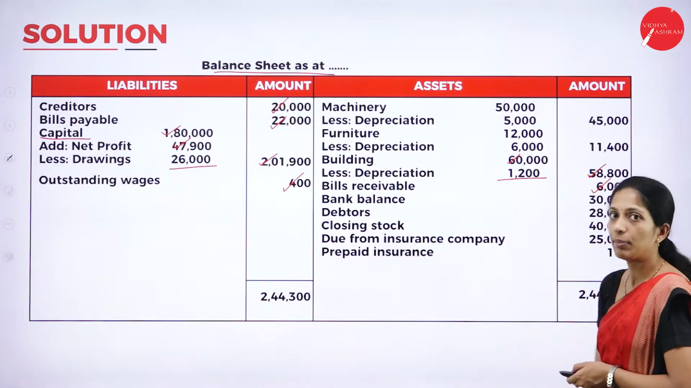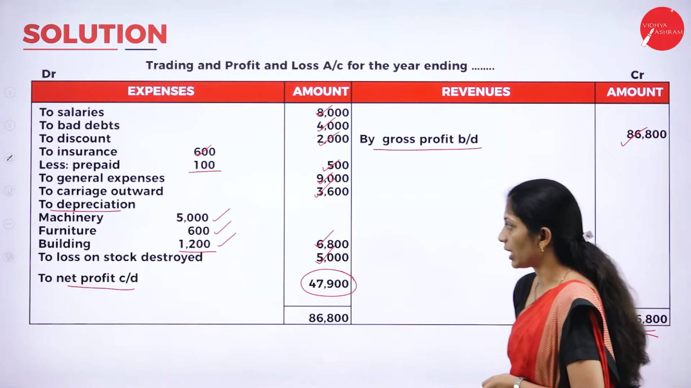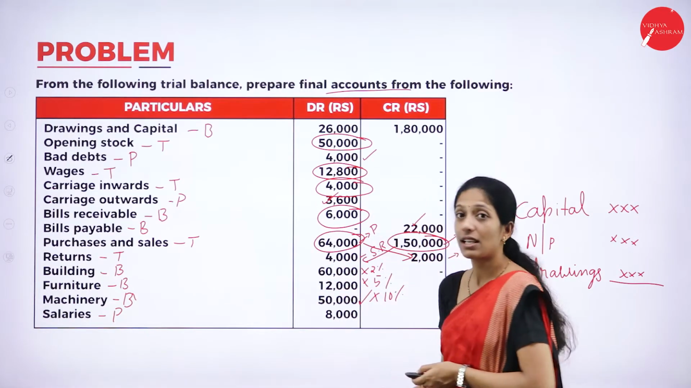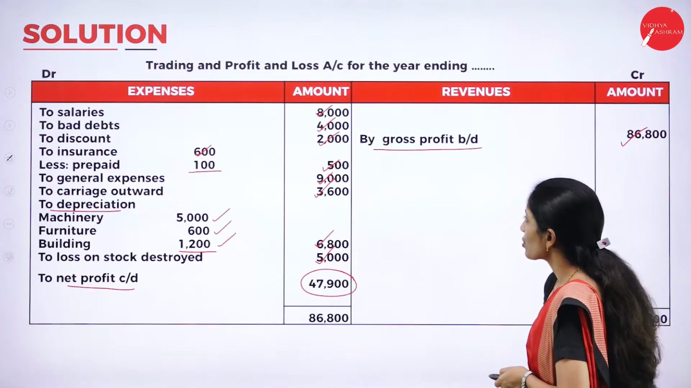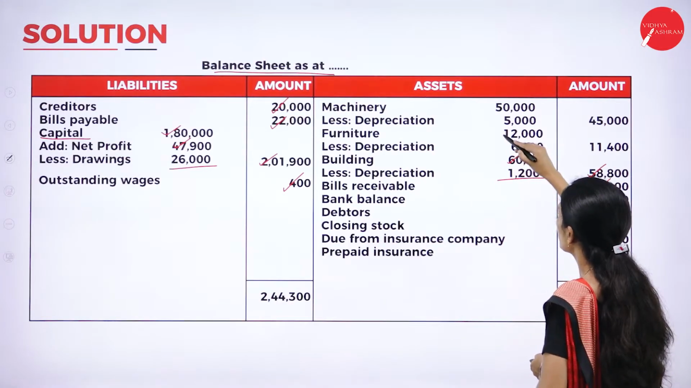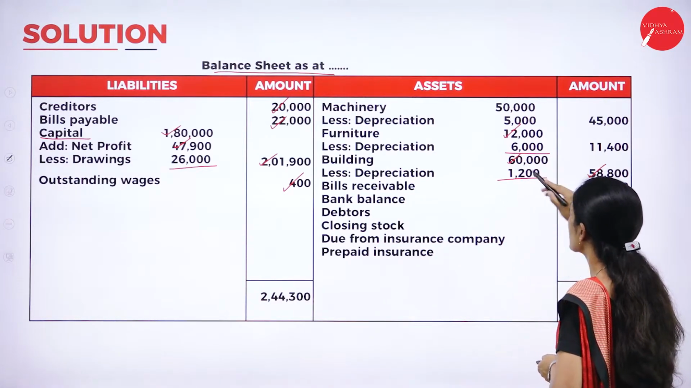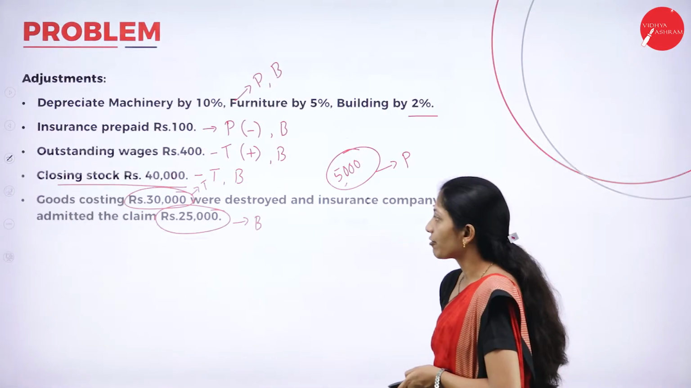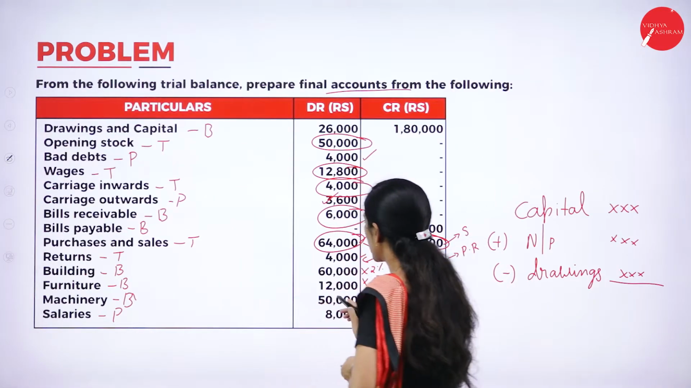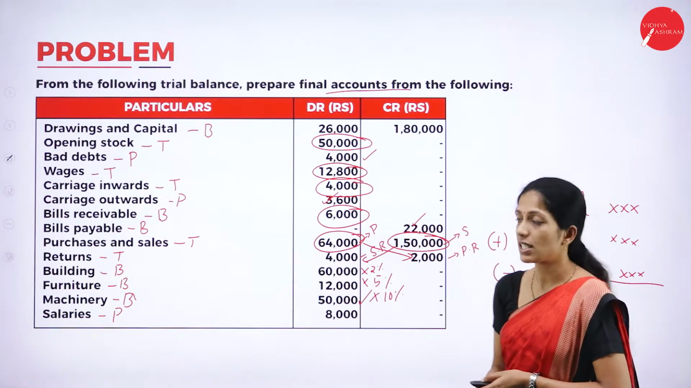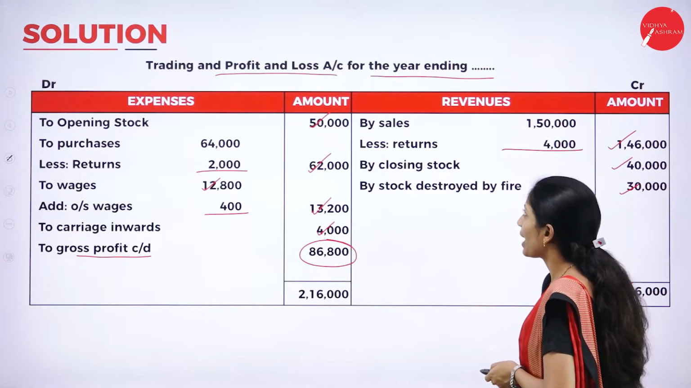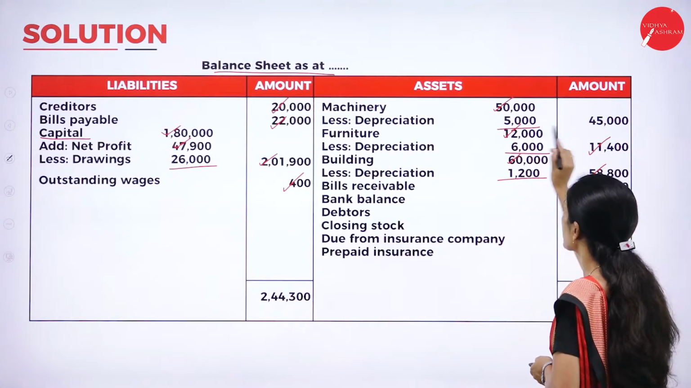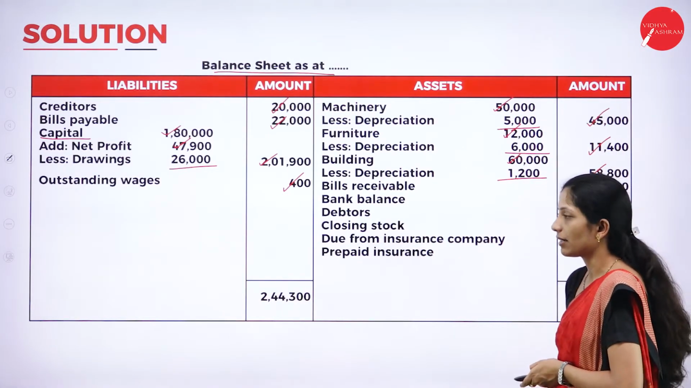So in the outer column, 58,800. After building, we have furniture. Furniture 12,000, but there is a 5% depreciation. So furniture 12,000 minus 5% depreciation, that is 600, will get 11,400. After furniture, next we have machinery 50,000, but there is a 10% depreciation. So machinery 50,000 less depreciation 5,000, will get 45,000.